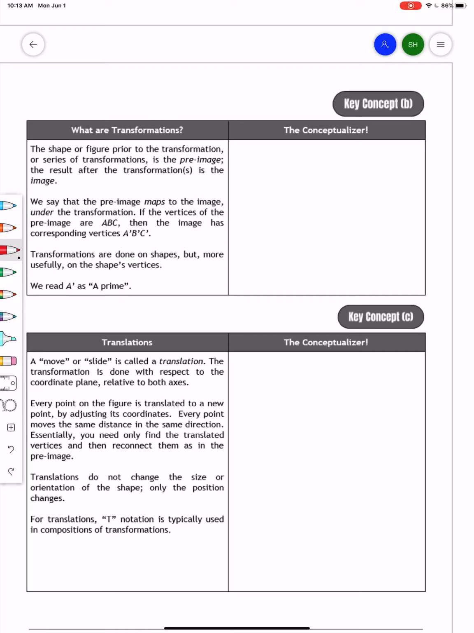So, a transformation. The shape or figure prior to the transformation or series of transformations is the pre-image. The result after the transformation is the image. We say that the pre-image maps to the image under the transformation. If the vertices of the pre-image are ABC, then the image has corresponding vertices A prime, B prime, C prime. Transformations are done on shapes, but more usefully on the vertices of the shape.